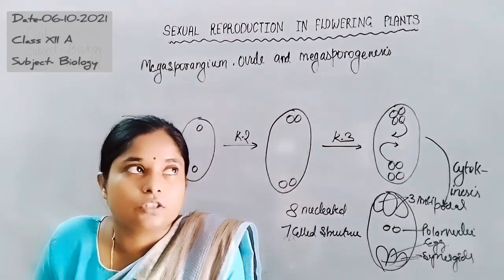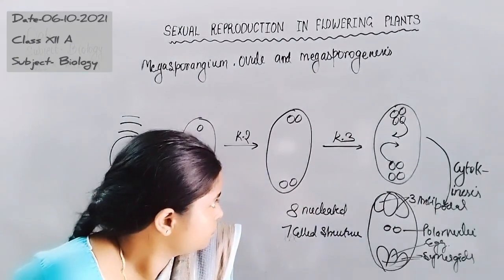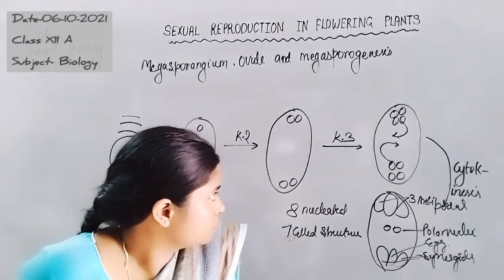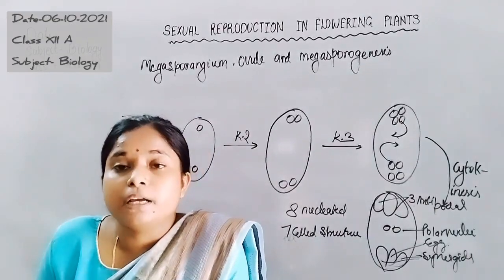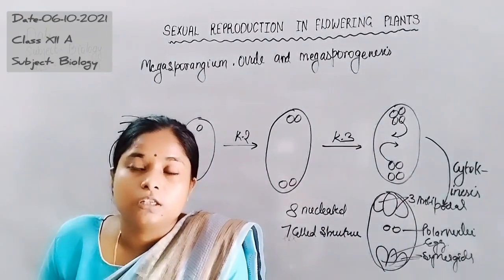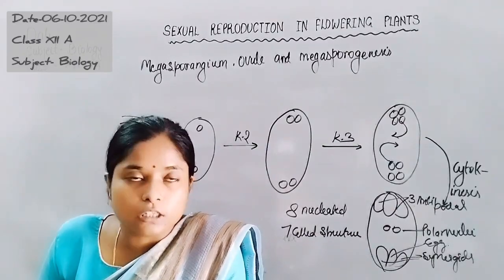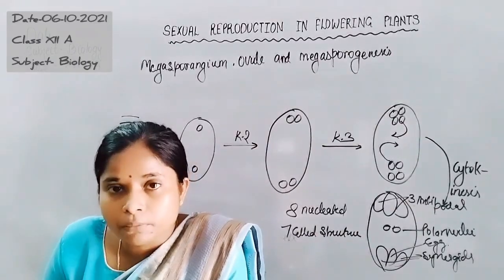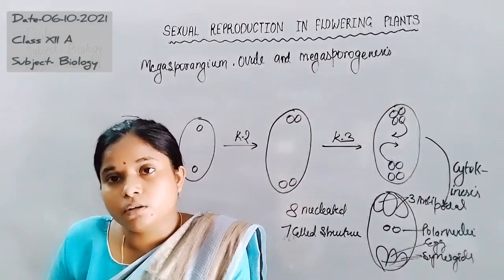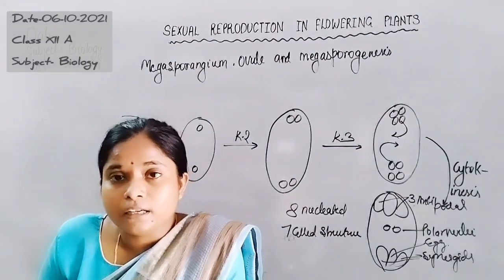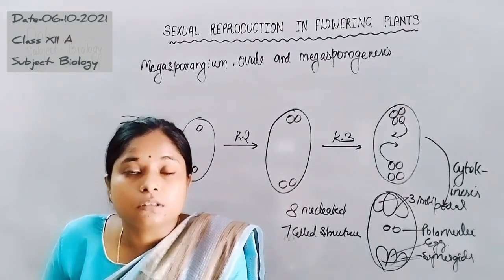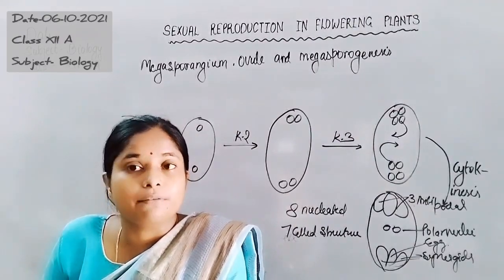Megaspore tetrad structure. In the megaspore tetrad structure, three cells undergo degeneration. Only one becomes enlarged for the formation of the egg. That enlarged cell undergoes three karyokineses one by one.